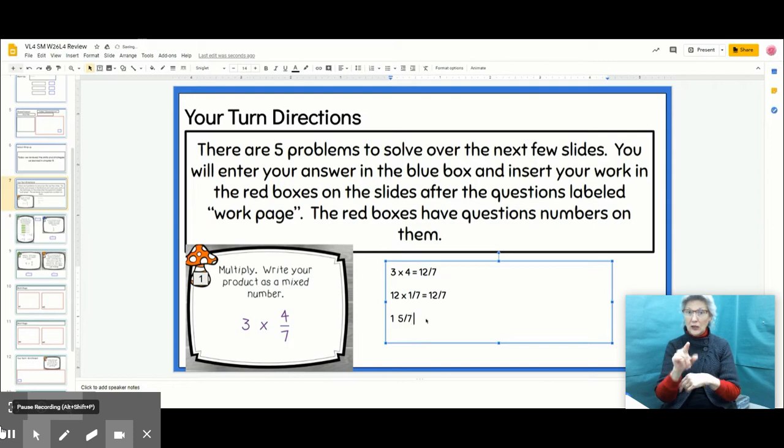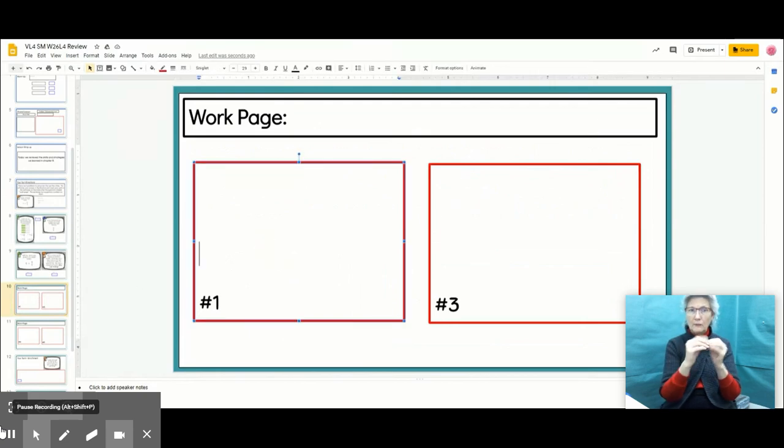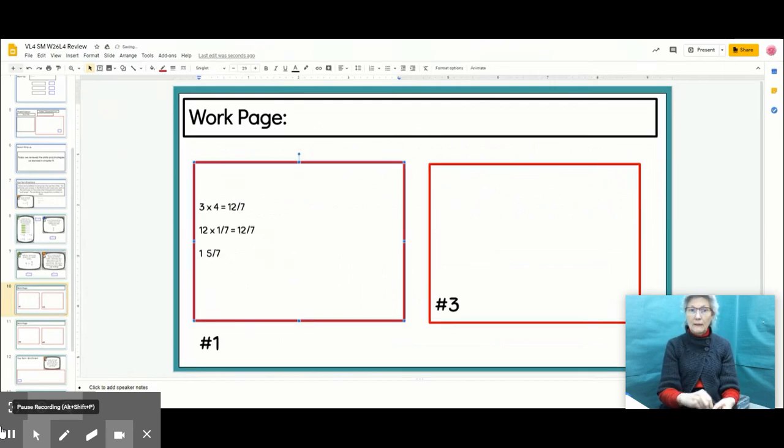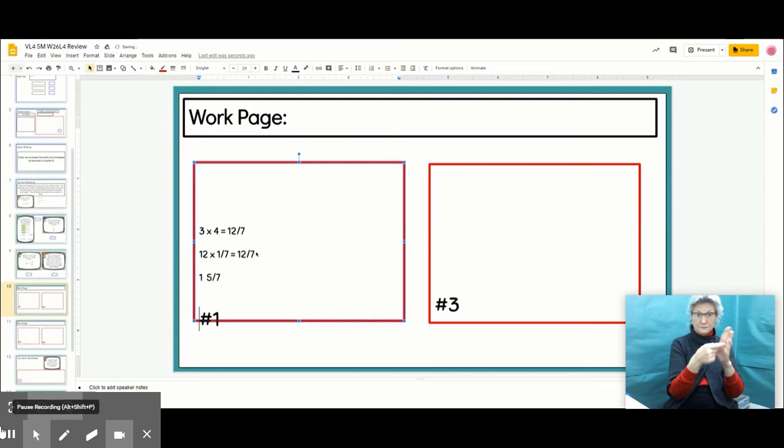Now you might do your work on the Math Learning Center. You might do it on paper and pencil. You have a lot of different options. So however you choose to do it, you're going to insert that work on the following slide. So I'm just going to show you how I'm going to do that. So this was number 1. So I'm actually just going to insert my work right in here. Okay? Oops. Got rid of the number there.